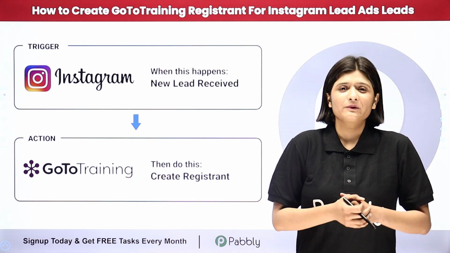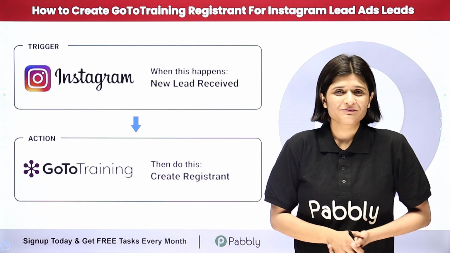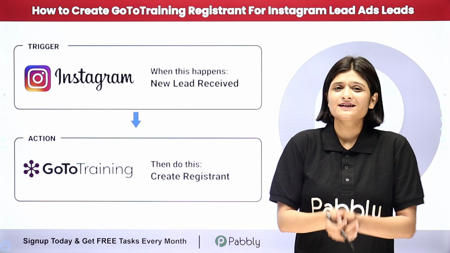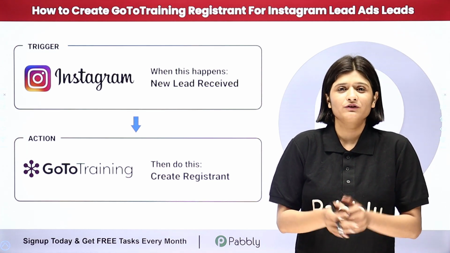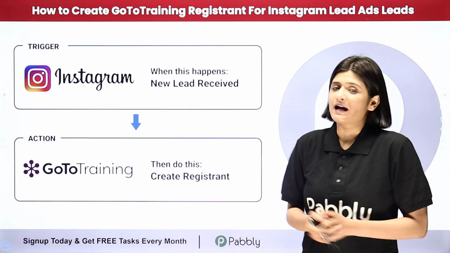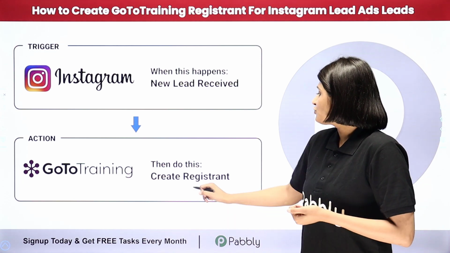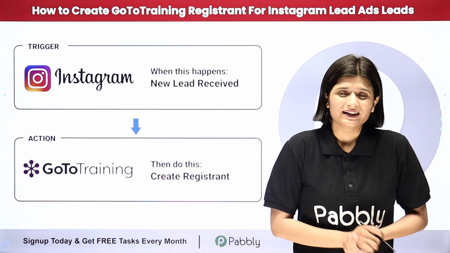In this video, we are going to learn how to create a GoToTraining registrant for an Instagram lead ads lead. So let's suppose I am running a tech business and I am also conducting training for the same, and for that training I am collecting all my leads with the help of Instagram lead ads. Now I want that whenever I receive a new lead, a registrant should be automatically created in my GoToTraining account.